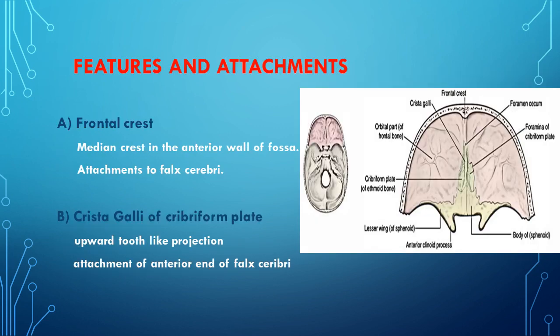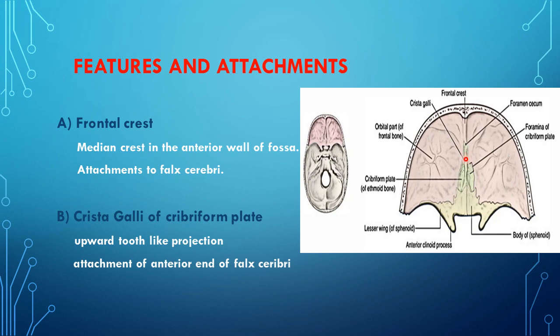Now let us see the features and attachments of the anterior cranial fossa. What we see here is a frontal crest. Frontal crest is a median crest in the anterior wall of the fossa. So a median elevation in the anterior wall of the fossa is a frontal crest. We have the attachment of falx cerebri here.